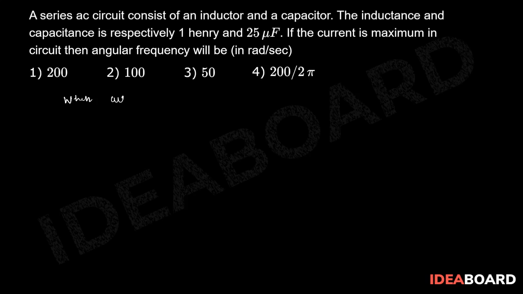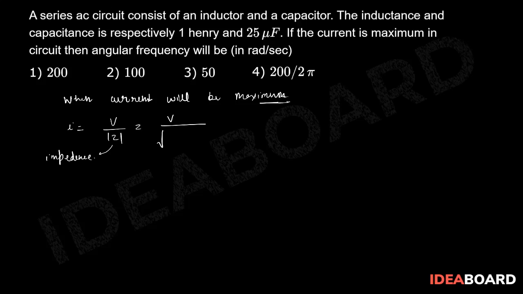When current will be maximum. This is important line, right? When current is maximum, so current I is equal to V upon mod Z, where Z is nothing else but impedance, right? Which can be written as under root of R square plus XL minus XC whole square.